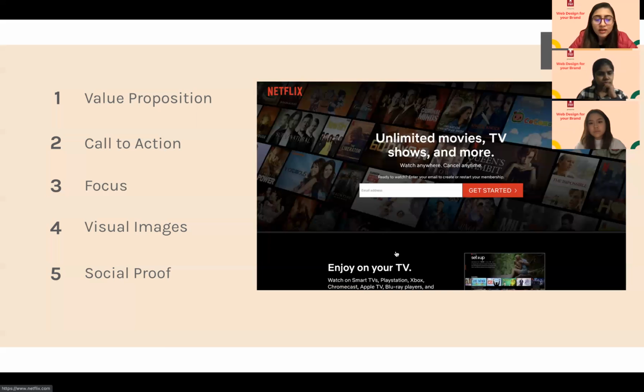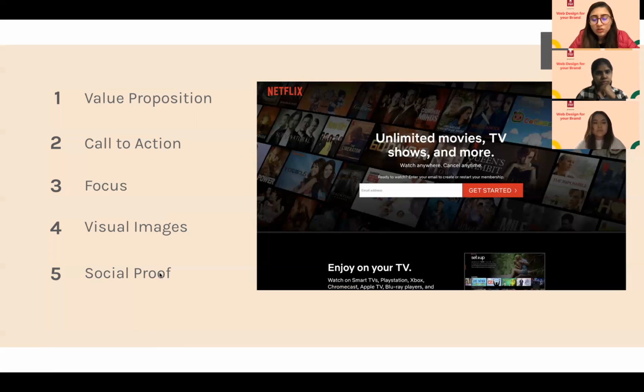The third one is focus, which is closely related to call to action, but it basically means that you create a focus on your website. The website shouldn't have a lot of different components that the user gets confused about what to do or what actions to take. So you have to create a focus here. So the Netflix website is predominantly dark, and then the focus is mostly at the center here.